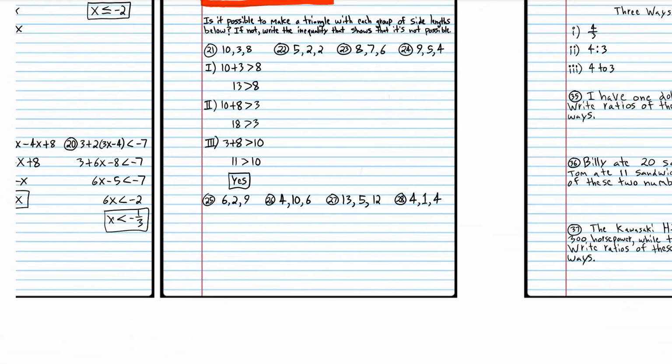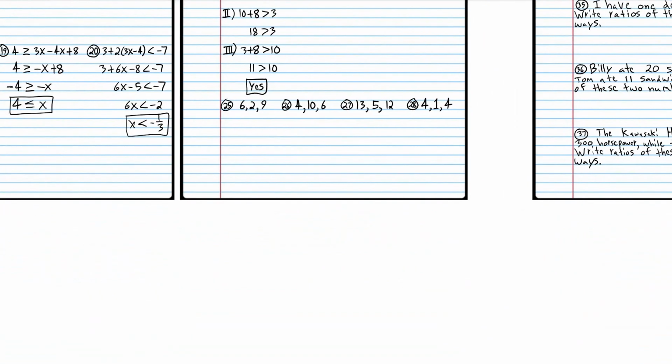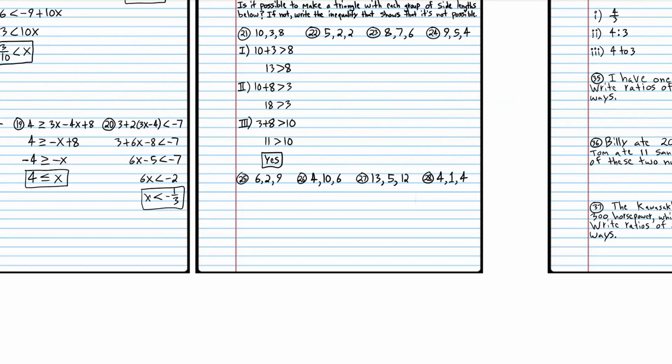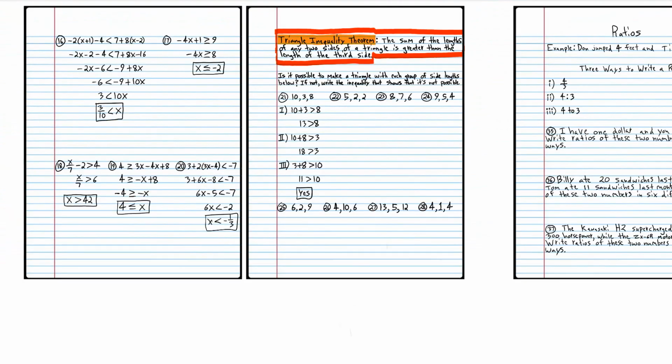So just to explain what's going on here, what are these sides? 10, 3, and 8. So let's say we have 10, and then we have 3, and then we have 8.